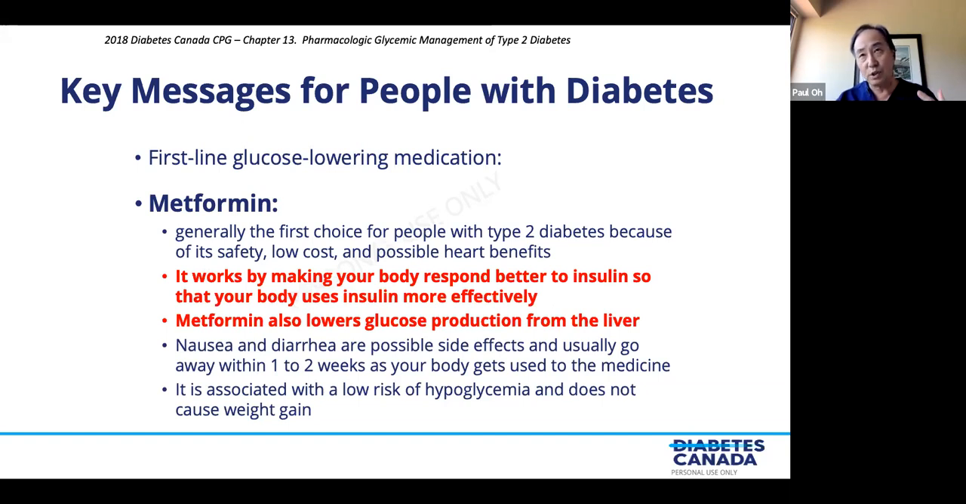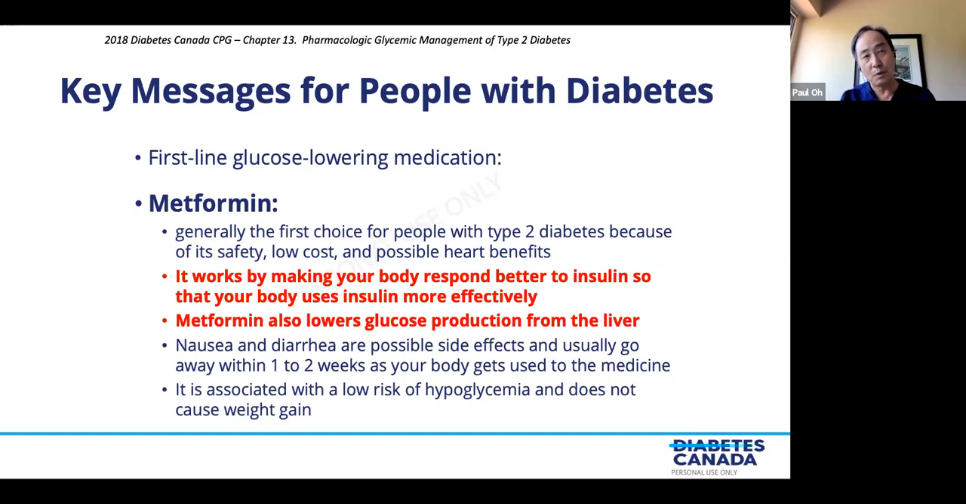And it may also lower some of the sugar production that's coming out of our liver. So these are really positive effects on the body's metabolism. Early on, nausea and diarrhea may be fairly common. The good news is that these tend to go away as we get used to the medicine.